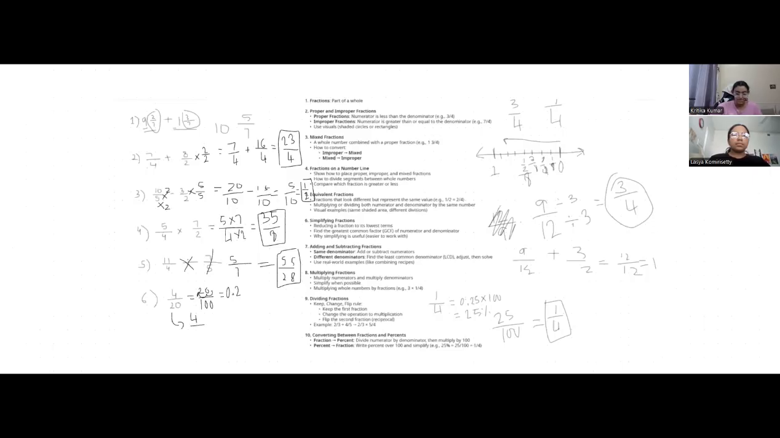Now the other way you can do this is to take 4 over 20 and simplify it. When you simplify this, it's going to be 1 over 5. Then you just divide 1 by 5, which will give you 0.2. So either way, you get the same answer. The first way is easier.